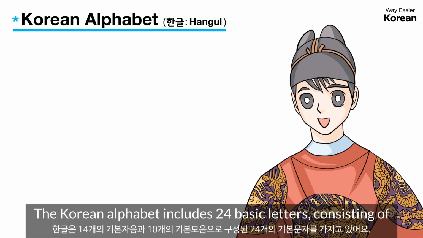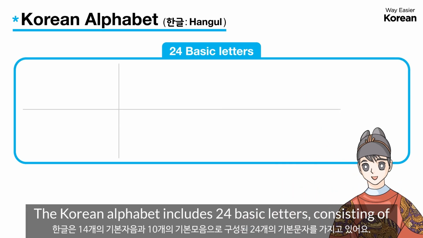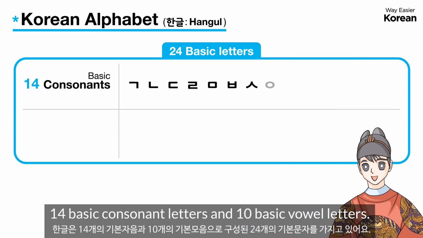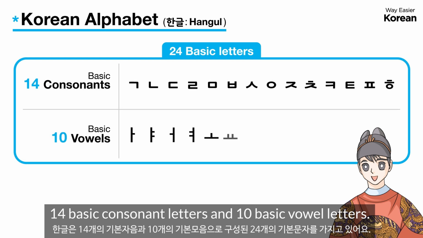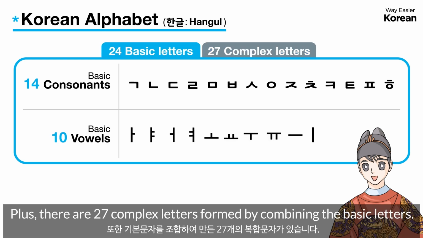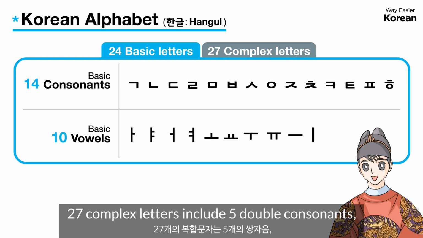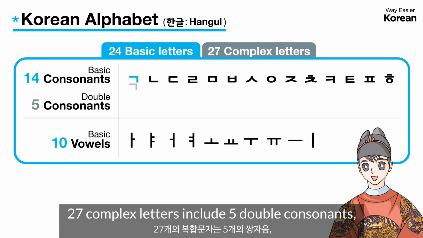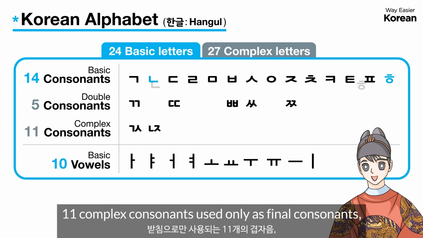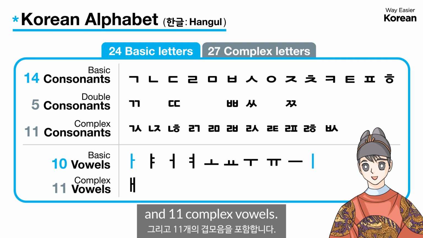The Korean alphabet includes 24 basic letters, consisting of 14 basic consonant letters and 10 basic vowel letters. Plus, there are 27 complex letters formed by combining the basic letters. 27 complex letters include 5 double consonants, 11 complex consonants used only as final consonants, and 11 complex vowels.